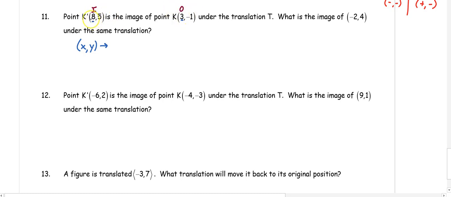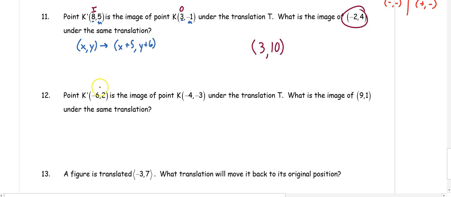How did I get from 3 to 8? Well, I added 5. So we're going to have x plus 5. We move to the right 5. And then I have my y coordinate, negative 1 to 5. So how do I do negative 1 to 5? Well, I added 6, so y plus 6. Now I'm going to use this rule to get my new point. So I'm going to do negative 2 plus 5, which is 3, and 4 plus 6, which is 10.